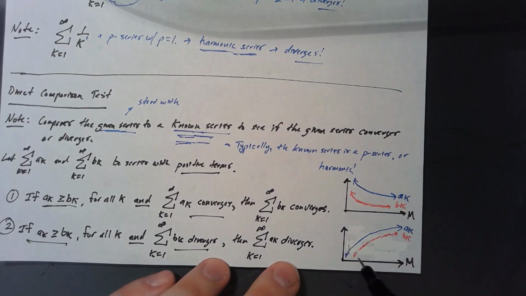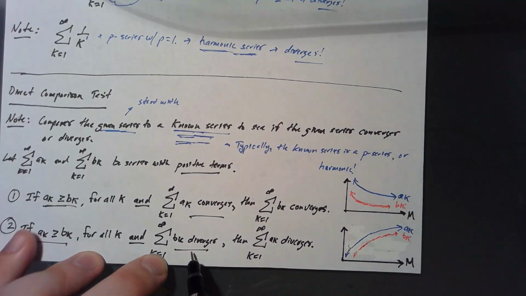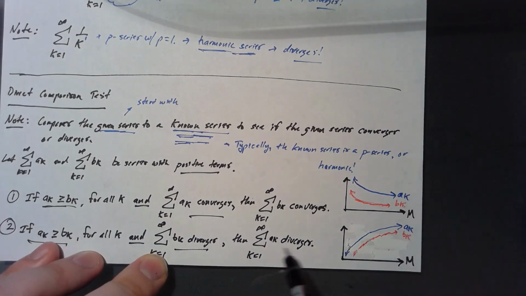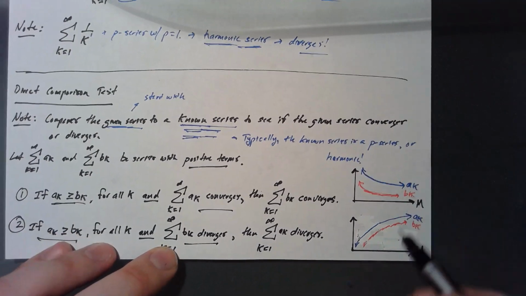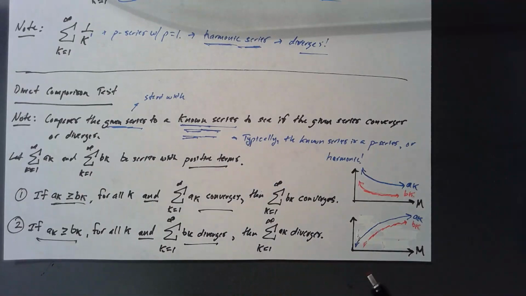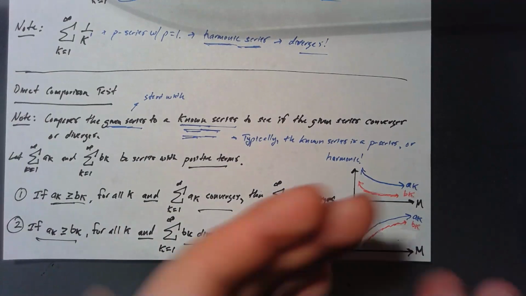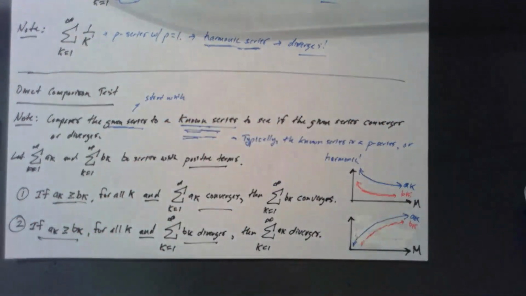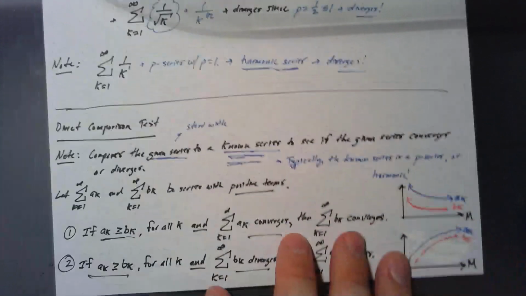So because B of k diverges and A of k is greater than B of k, it must be above it, right? So if B of k is going to diverge, anything above it is going to diverge as well, and that's what this says right here. So these are the two cases of the direct comparison test. Basically, anything that's caught below something that converges is going to get caught below it. Anything that's above something that diverges is going to get caught above it. That's essentially what it says.